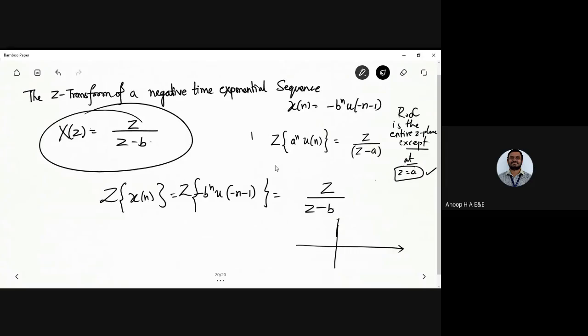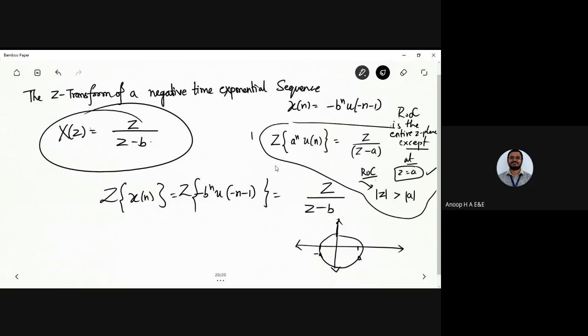So how do we draw the graph of the positive time exponential sequence? Let me take a as some value like this. So mod z would be greater than mod a, right? That is the ROC of a positive time sequence. What I'm referring to here is for a positive time sequence; I'll come to the negative time sequence later on. Now this is plus a and this is minus a, and I can draw a circle with radius a, and outside it is the region of convergence.